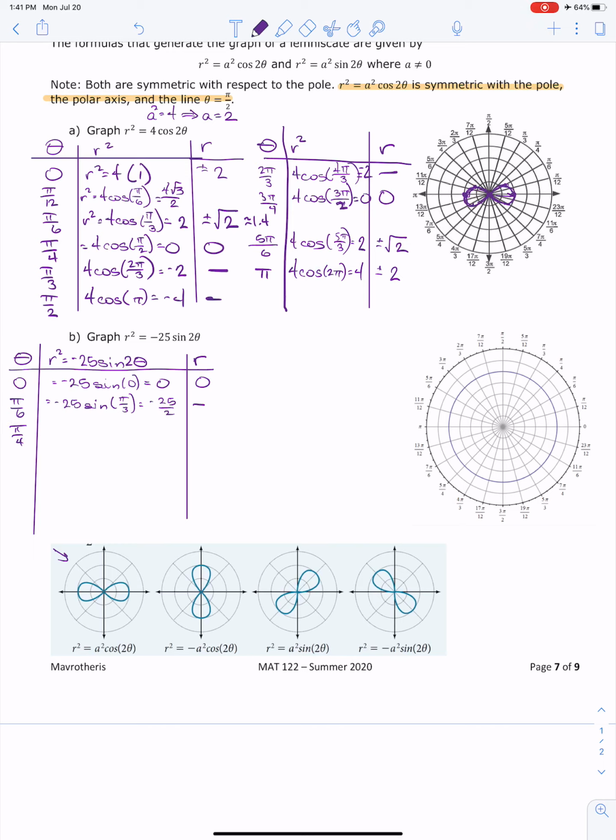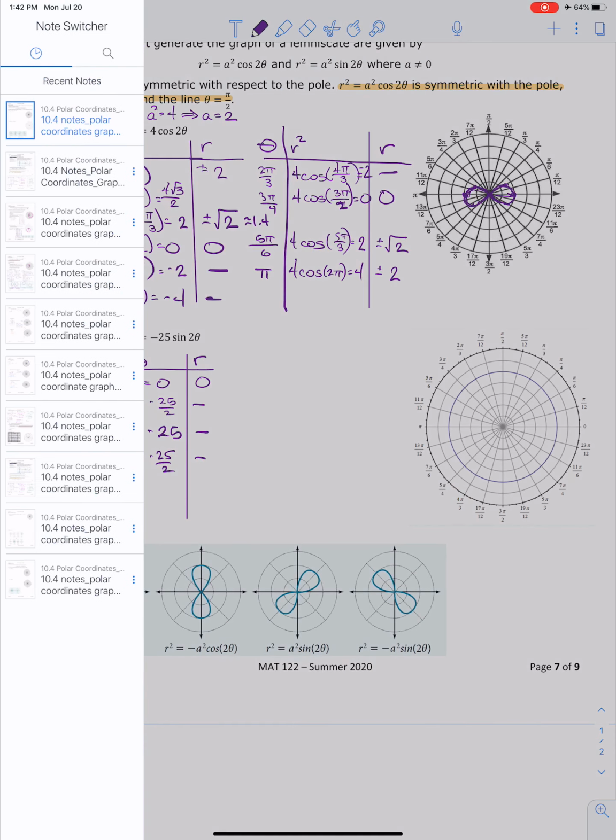Let's try pi over 4. 2 times pi over 4 is pi over 2, so I've got negative 25 times the sine of pi over 2, which is 1. Sorry, try to write and talk at the same time. Which gives me a negative 25, so I can't use pi over 4. Try pi over 3. Negative 25 times the sine of 2 pi over 3, which is the same as what we had above. Negative 25 over 2, can't use that either. It's super fabulous.